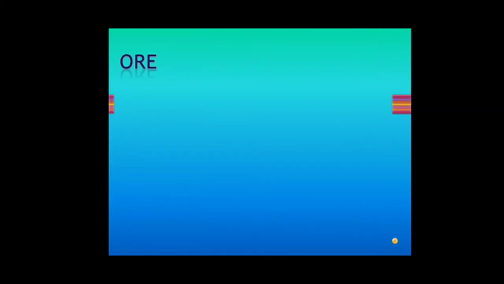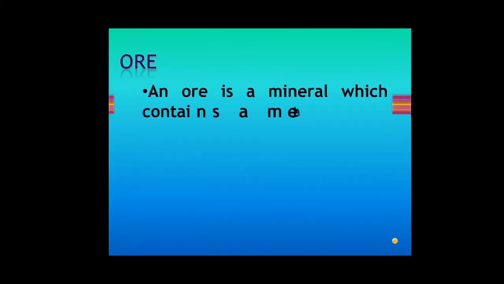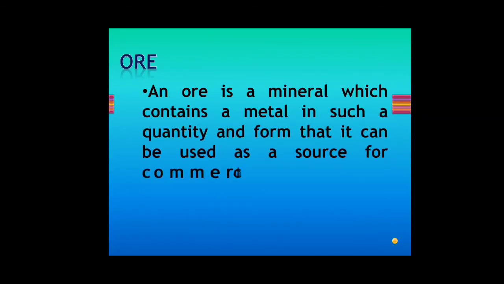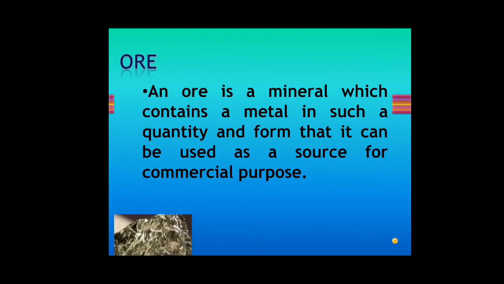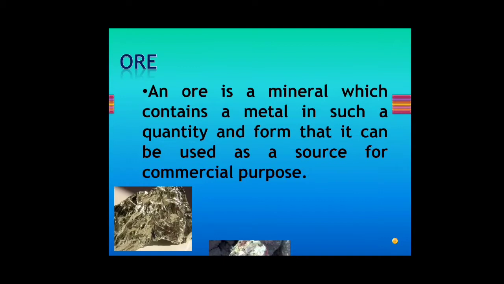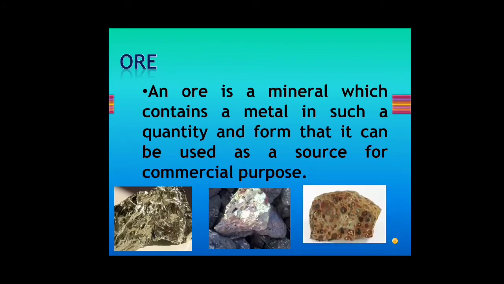Now what's the difference between an ore and a mineral? An ore is a mineral which contains the metal in such a quantity that we can use it for commercial purposes. So when minerals contain a sufficient amount of metal that can be used for commercial extraction, such a mineral is called an ore. So all the ores are minerals, but all minerals are not ores. These are the ores of bauxite that we see. These are the various grades of bauxite that are used for extraction of aluminium.